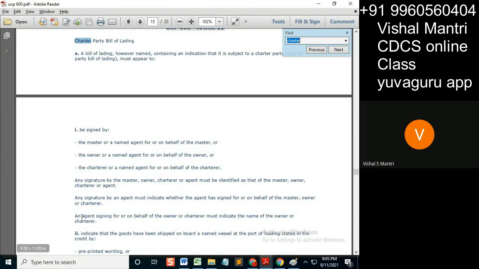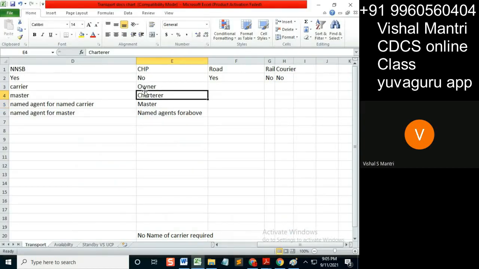Agent must be any agent signing on this. Named agent is only for agent basis; master, owner or charterer, names not required. So for this charter party, owner can sign, charterer can sign, master can sign, but named is only for agent. So who can sign? Owner, not named, allowed. Charterer, not named, allowed. Master, not named, allowed.